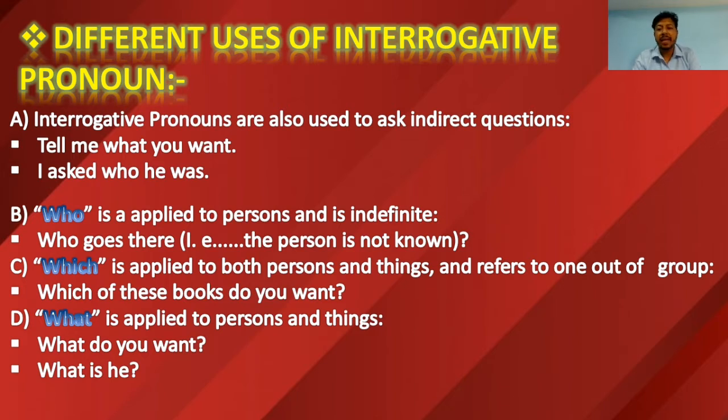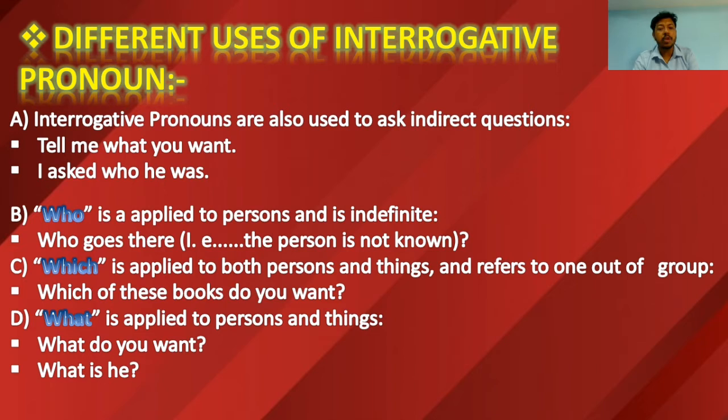Who is applied to persons and is indefinite. I'm very sorry. So who goes here? The person is not known. Who goes there means someone is going into the darkness and you just want to ask who is there, who is going there. Okay, so in this way, who is being used in a sentence.